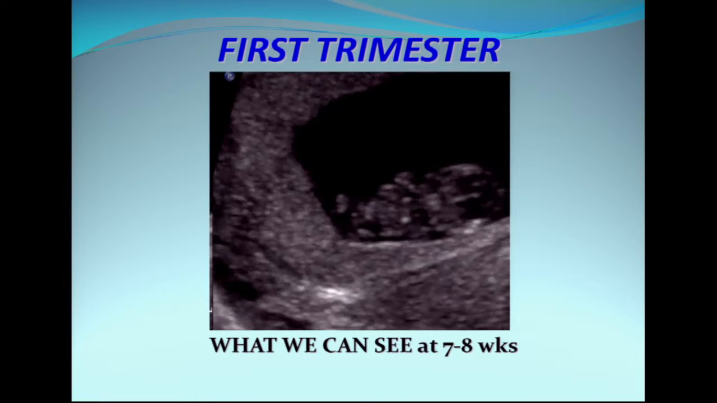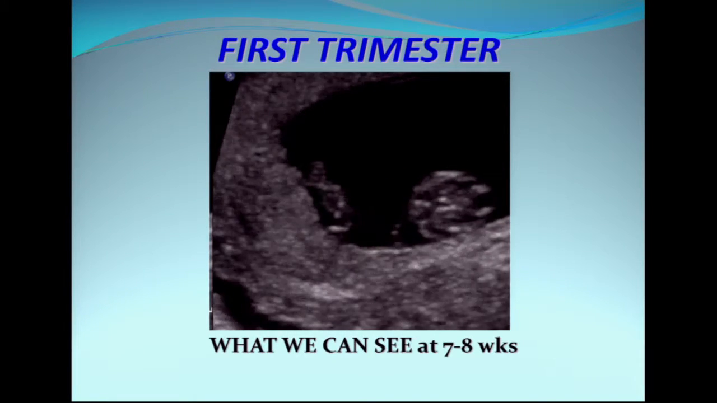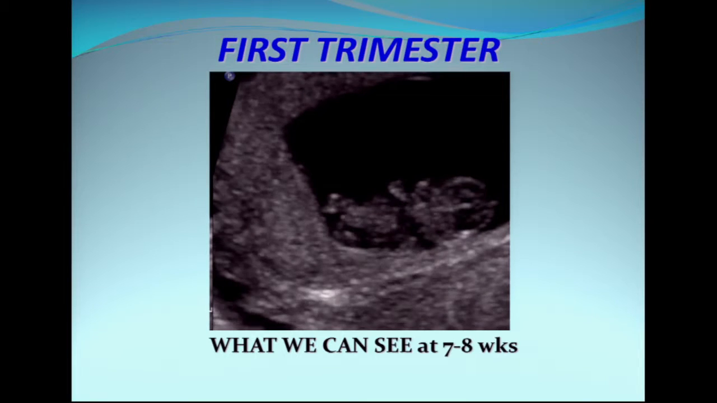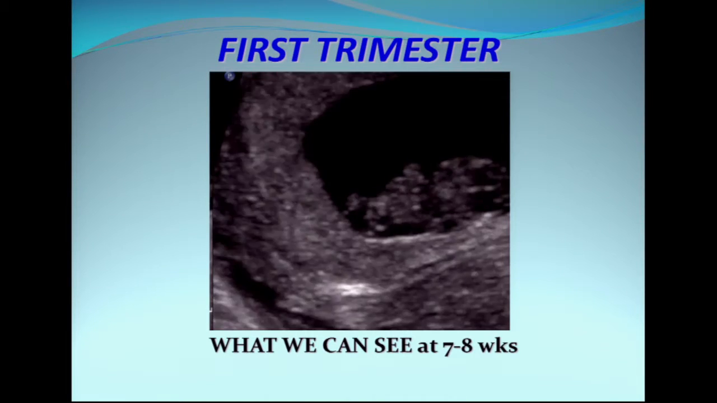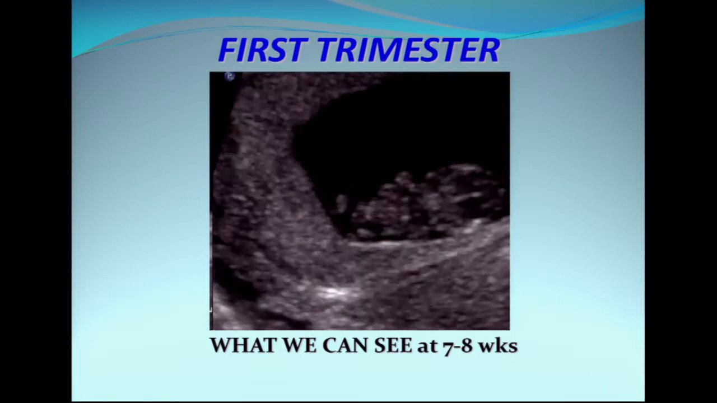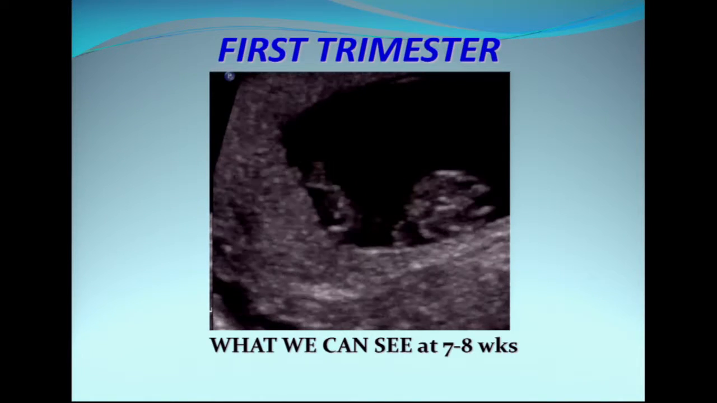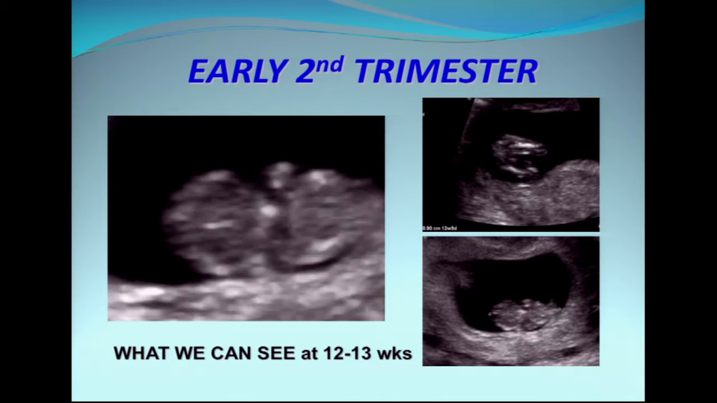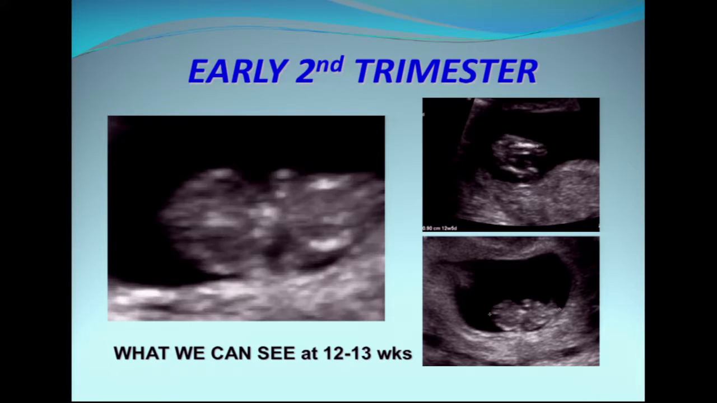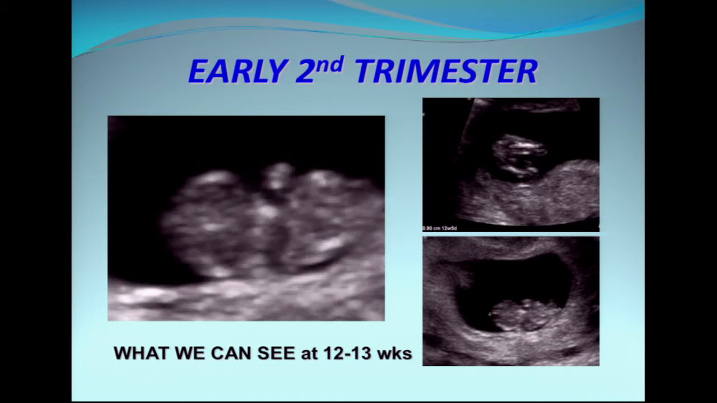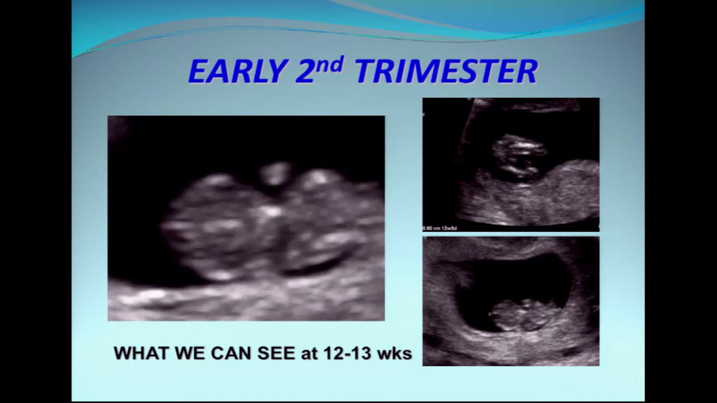Here on this very early transvaginal scan, we can see that the limb buds are in motion, and there are 4 buds clearly visible. A little bit later in gestation, we can see the increase in activity at approximately 12 to 13 weeks. Notice the movement of the embryo here.